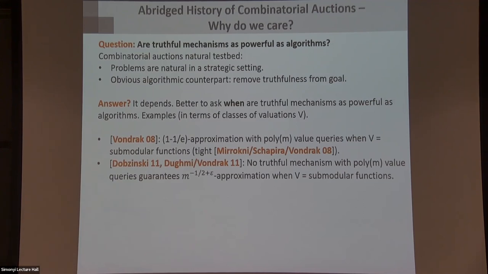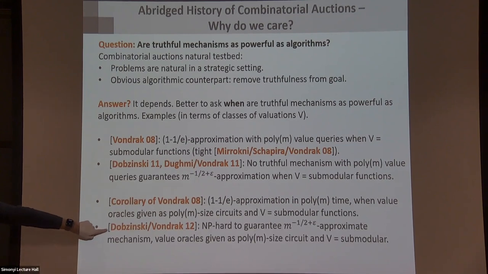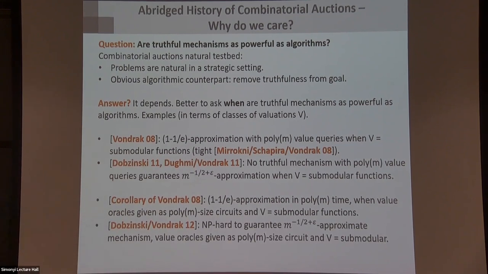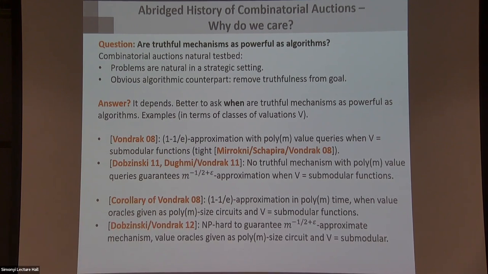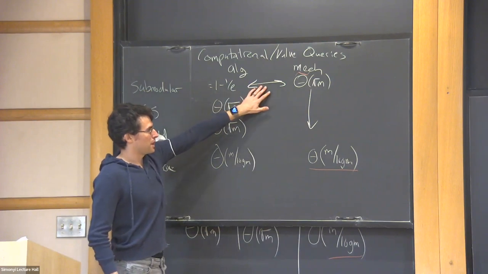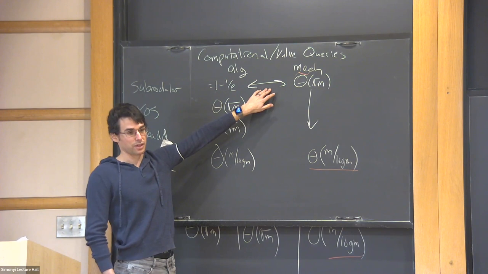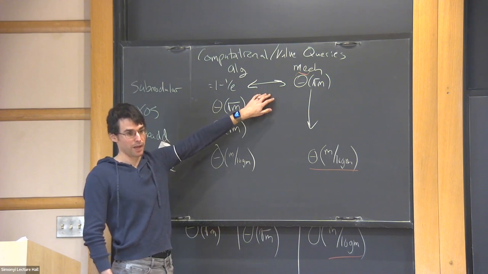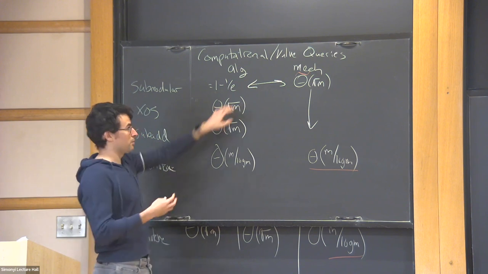And then the last one in the series is the one that makes it hold even when you have access to the circuit; these ones are value queries. Just to repeat again, in the computational model, things are basically resolved. This is the impressive result, this separation: somehow they proved lower bounds that only applied to truthful mechanisms and did not apply to algorithms.